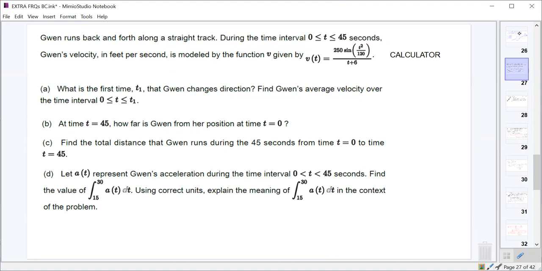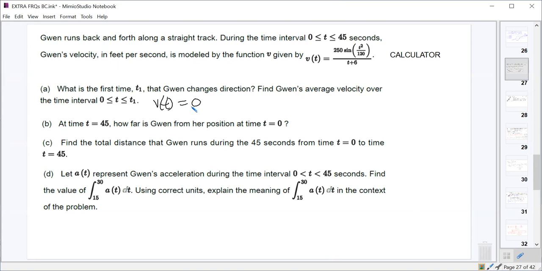All right. So for part A, we're asking what is the first time that Gwen changes directions? So she should change directions whenever her velocity is equal to 0 and actually changes signs, right? So since this is a calculator problem, it should be easy enough to figure out when that function changes from positive to negative or from negative to positive. So we'll just set v of t equal to 0 and figure out when that occurs.